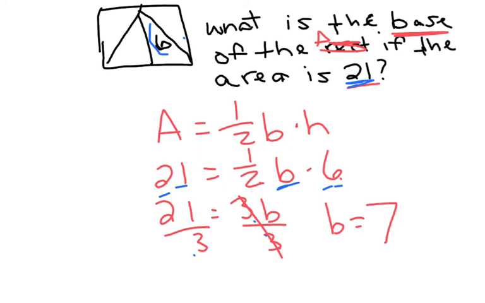So I hope that helps understand kind of what they're going for, but I think the biggest gist of this entire lesson is understanding that a triangle is half the area of the rectangle. Or if we double the area of a triangle, then we're going to get a rectangle.